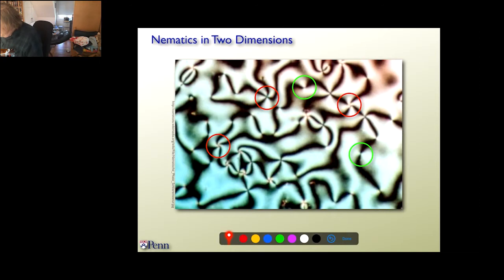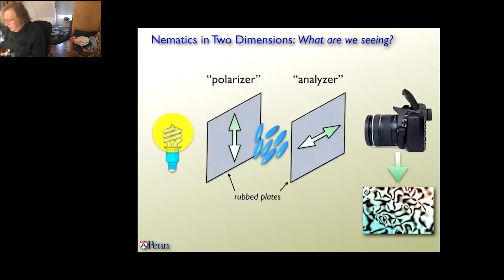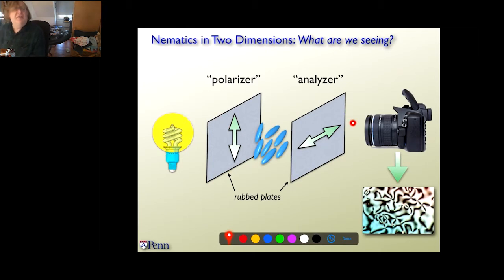Okay, so what are you seeing? What's the experiment? There's a backlight, there's a polarizer, and there's another polarizer which we call the analyzer so that we don't confuse ourselves. Polarizer and analyzer, two different things. If you send light through a polarizer that's polarized vertically, and you then analyze it with a polarizer that's horizontal, usually you get black.